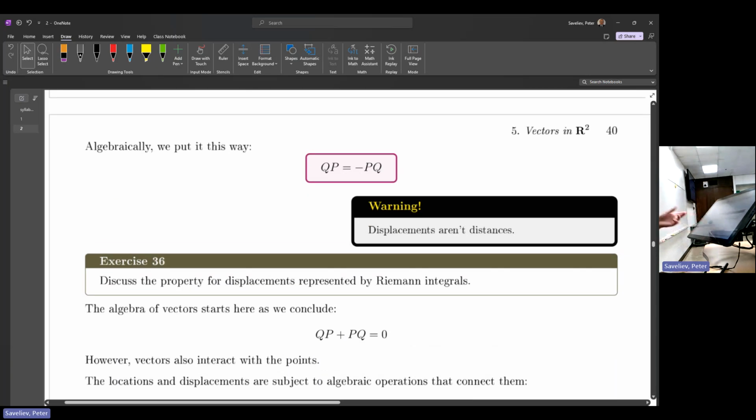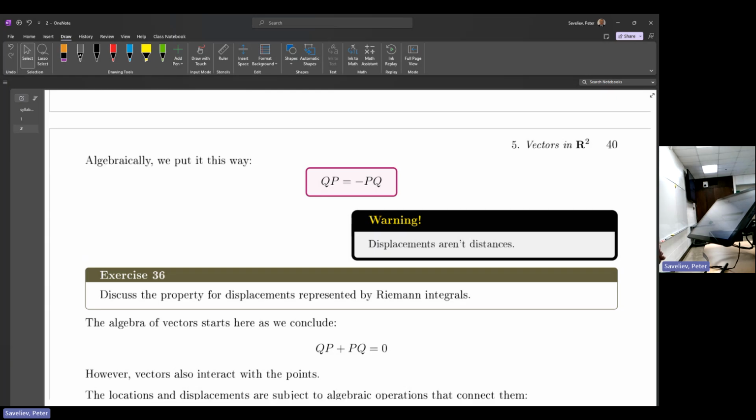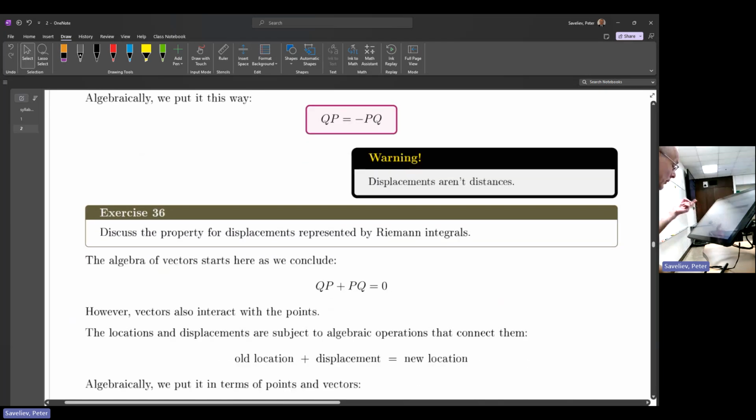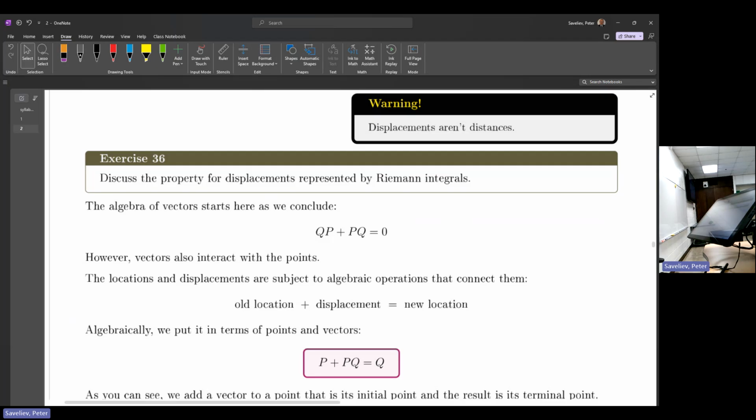So QP plus PQ, if I move this PQ to the right, I have QP plus PQ is equal to 0, which means that there is such a thing as 0. What is 0? What's the meaning of 0 in this context? It's still 2 points, but it's the same point. So PP or QQ is that vector that produces the 0. As you can see, that's the logic that we can follow, mixing up points and vectors.